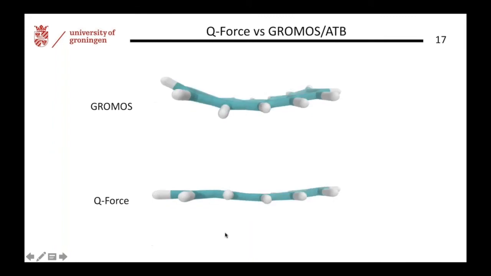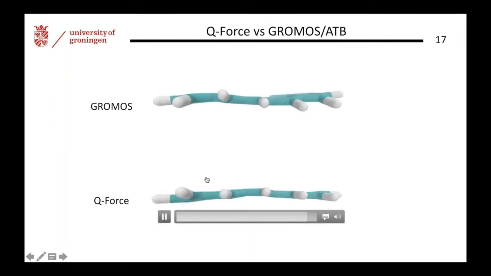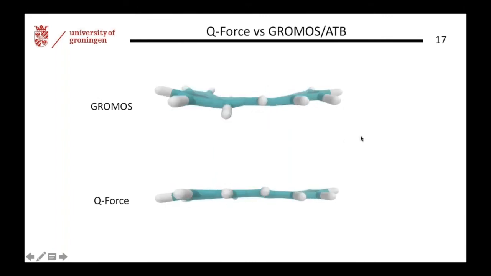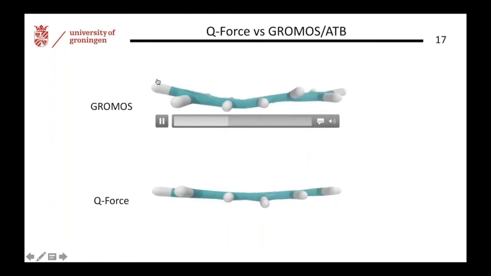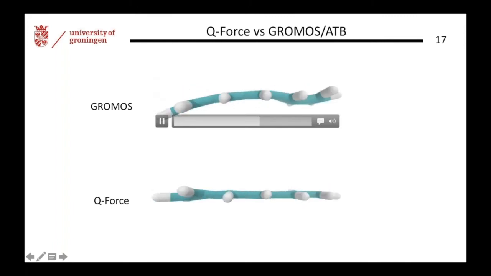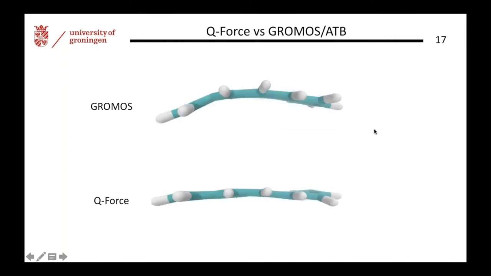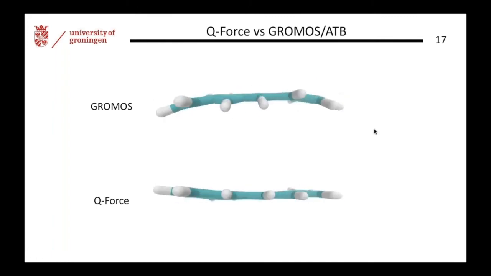And here you can see the behavior of QForce tetracene, which is significantly more rigid. And this difference has significant consequences, of course, on the pi-pi stacking of this molecule. So the small difference that you saw in the previous plot can have significant consequences for the properties that you're interested in.